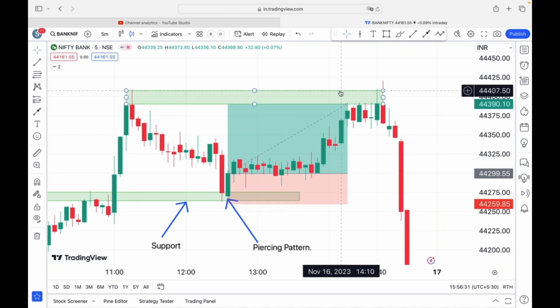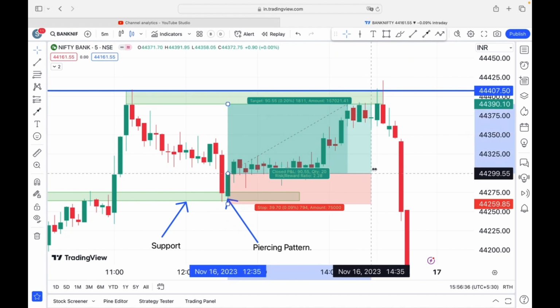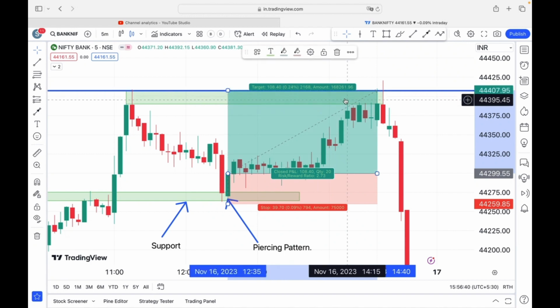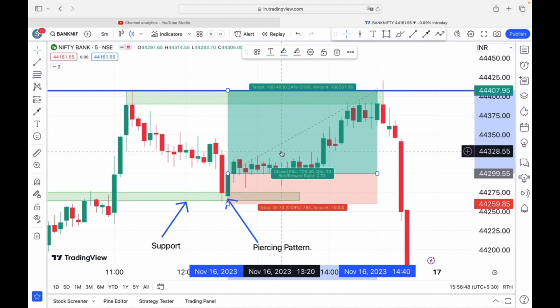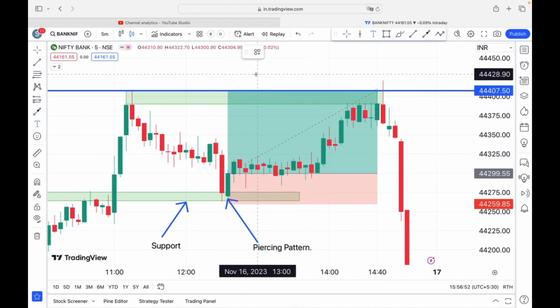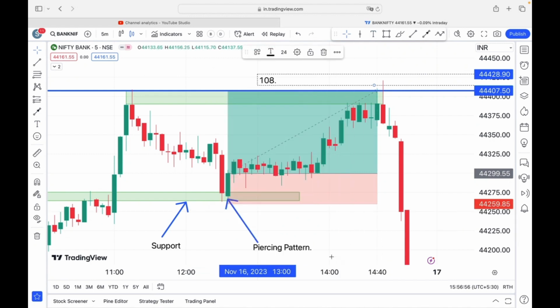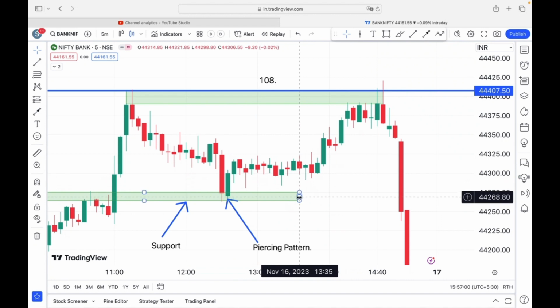This becomes your final target, the outermost line. So let's see whether the market has achieved that particular target. After this, we would have taken an exit there at 240. Now here we have a trade which worked for 108 points. So we'll write that 108 here. We have seen 108 points of movement there.